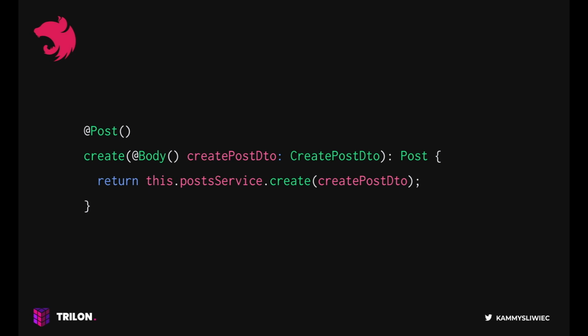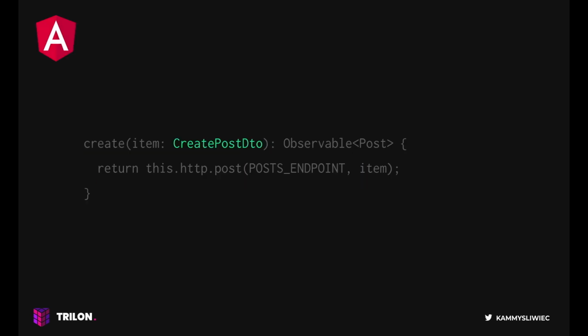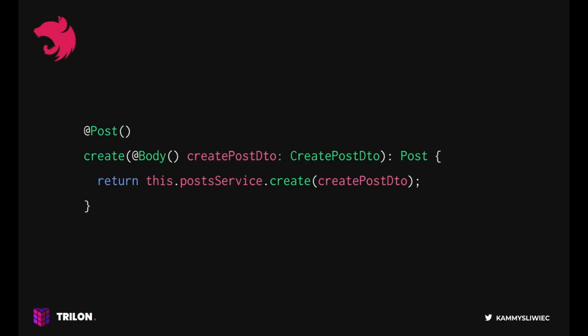This create actually represents a single endpoint, a post endpoint. So as you saw at the previous slide, here we are using post method. Here we are using post decorator to define an endpoint. And an input parameter to this method is a create post DTO. So same as at the Angular side, we are using the exact same class or interface, and we can share this code. What does it mean?